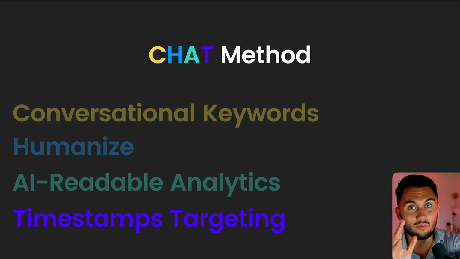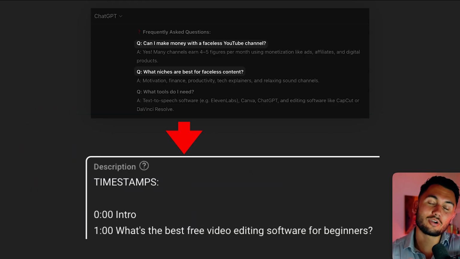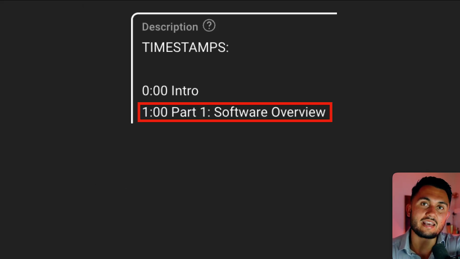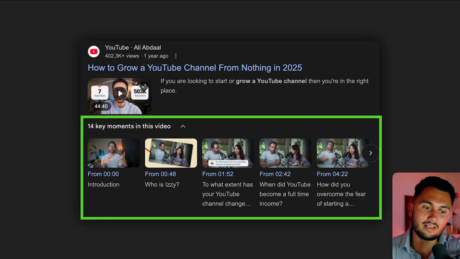Which brings us to the big one, where the T of the chat formula stands for timestamp targeting. Now here's what I wish I did sooner. Every chapter in your video should answer a specific ChatGPT style question. Instead of part 1, software overview, use what's the best free video editing software for beginners. Now each timestamp becomes a mini search result, not just to show up in ChatGPT, but also in Google search.